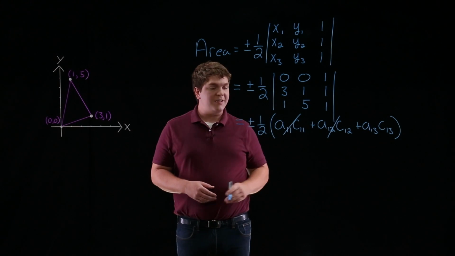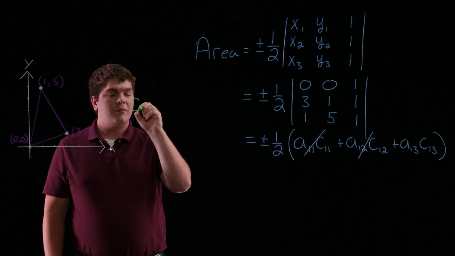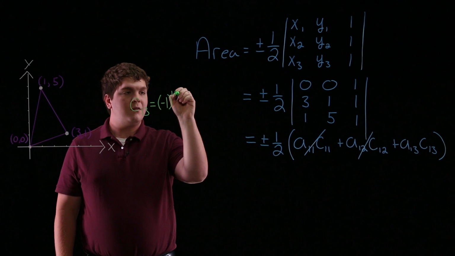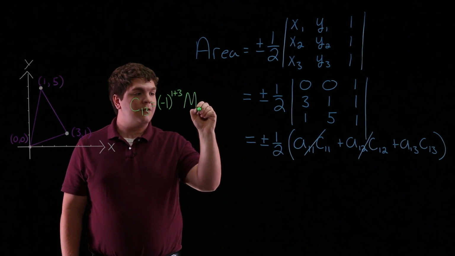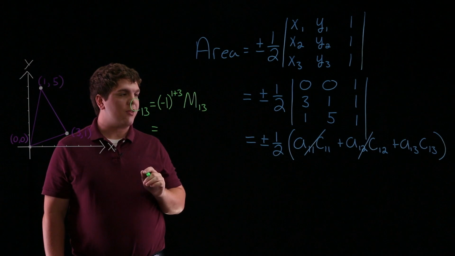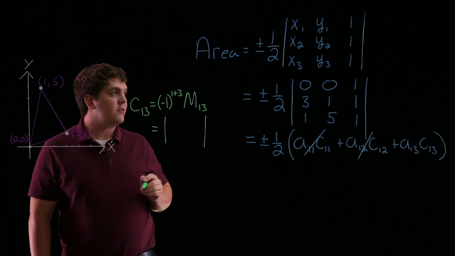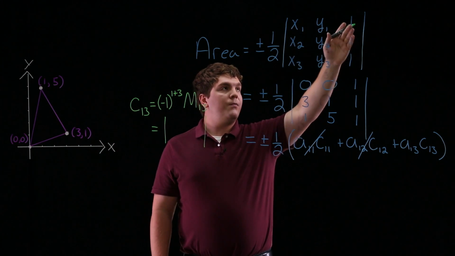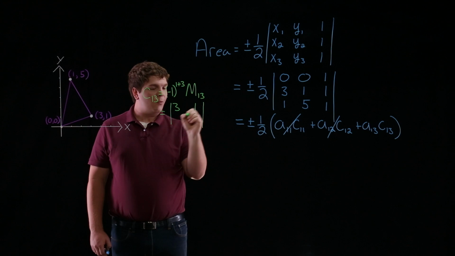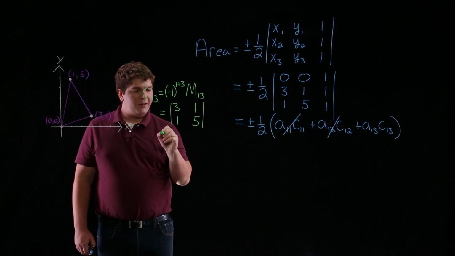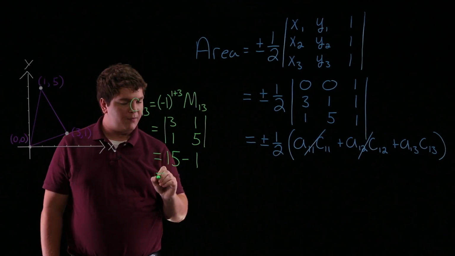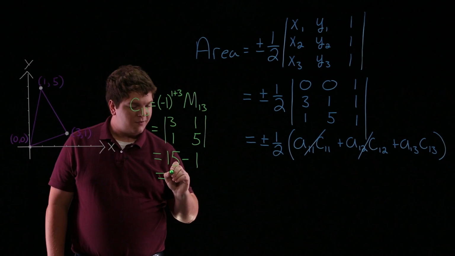So let's step over here to the side and find C1,3. So C1,3 is going to be negative 1 to the 1 plus 3 times the minor M1,3. So this is going to be negative 1 to the fourth, which is 1, times the minor M1,3, which is the determinant of the matrix we obtain by crossing out the first row and the third column. So if we cross out the first row and the third column, the matrix we obtain is 3, 1, 1, 5. And our determinant here is going to be 3 times 5, which is 15, minus 1 times 1, which is 1. So C1,3, our cofactor, is 14.